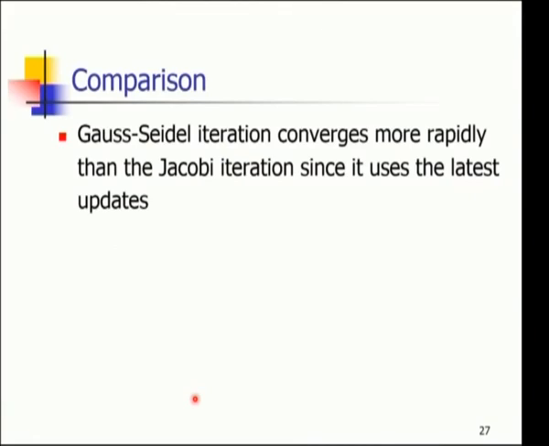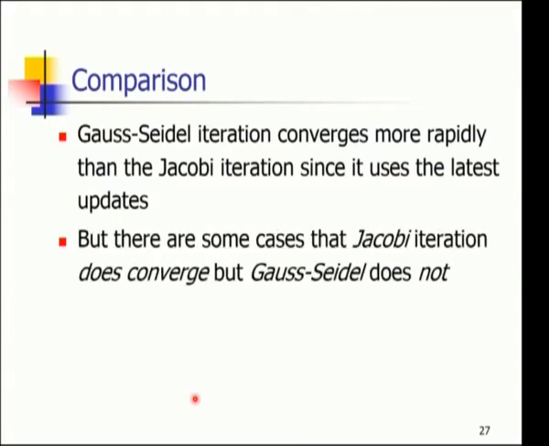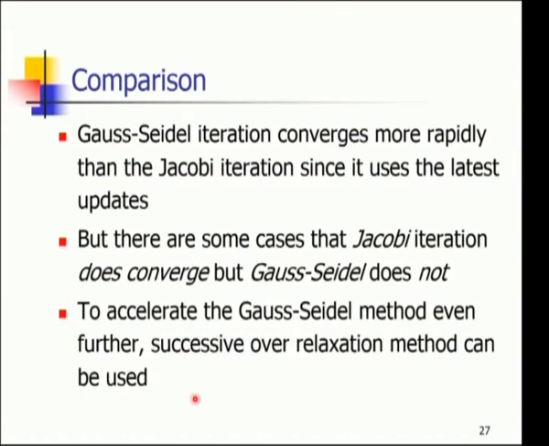Now we compare: the Gauss-Seidel iteration method converges faster than the Jacobi method, and there are some cases where Jacobi iteration does not converge, but Gauss-Seidel does. And to accelerate the Gauss-Seidel method there is another higher method. Students can refer to that and write the code accordingly. That method is called the successive over relaxation method.